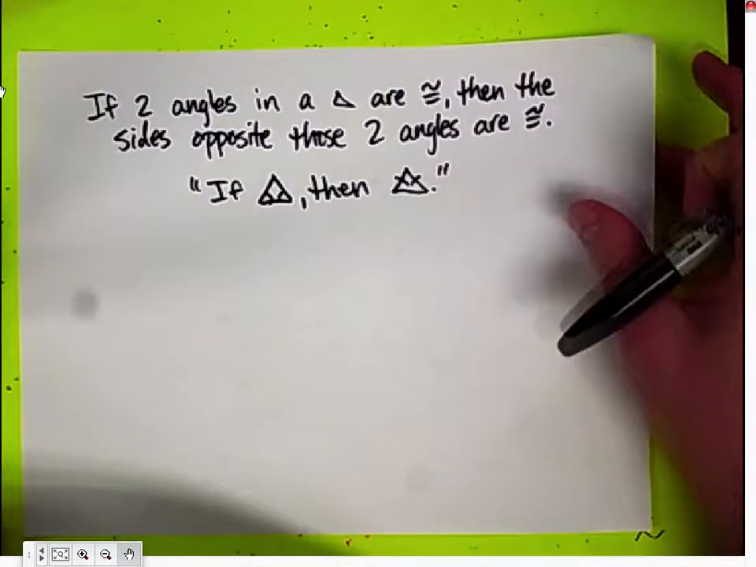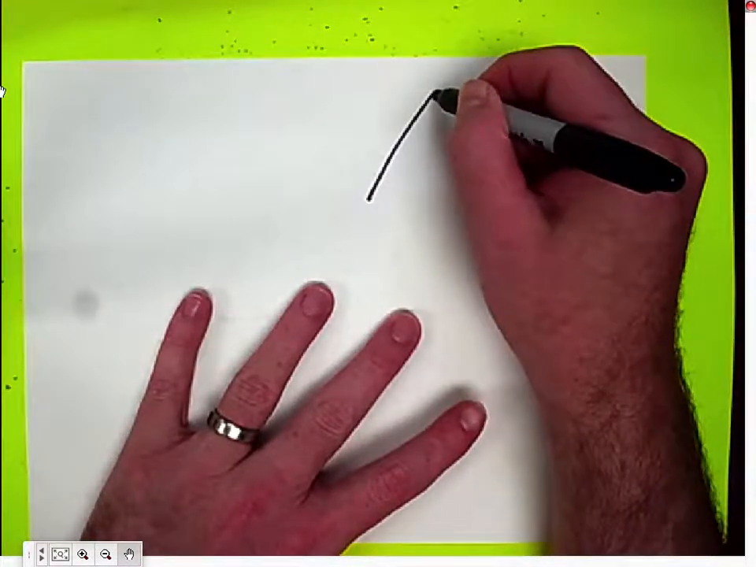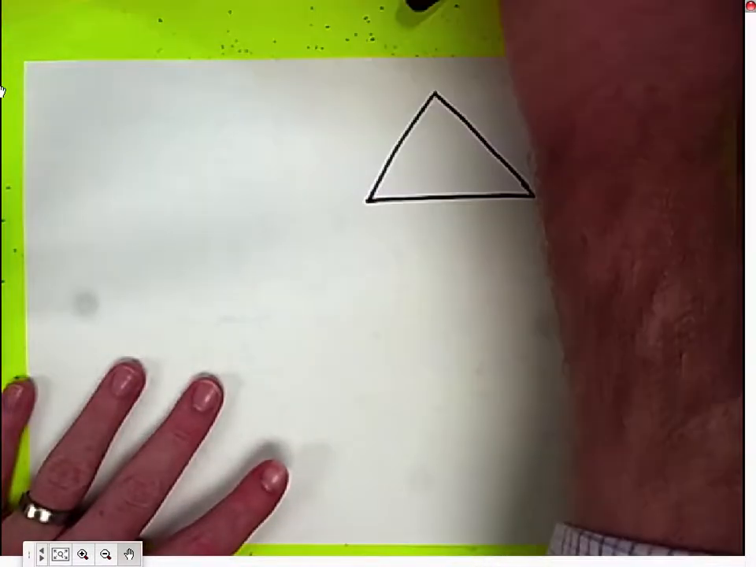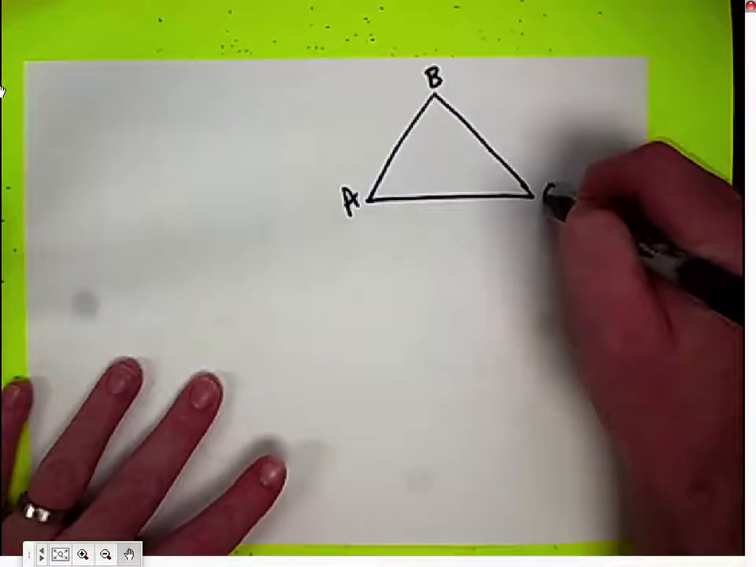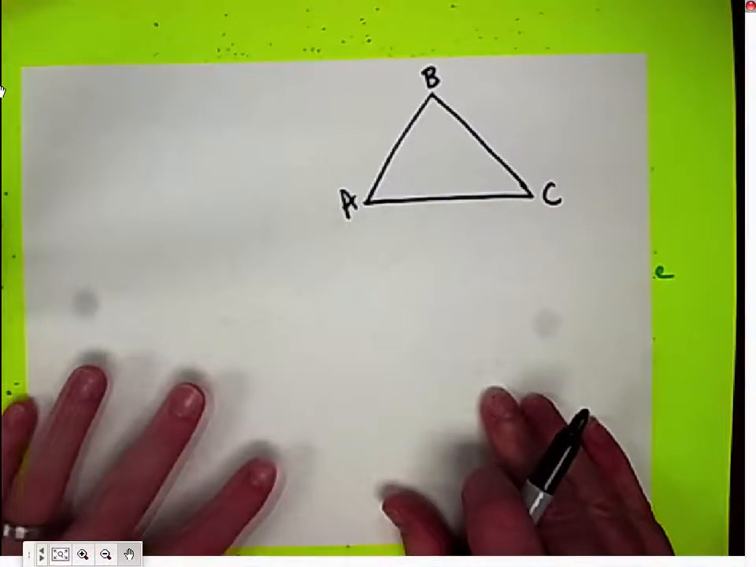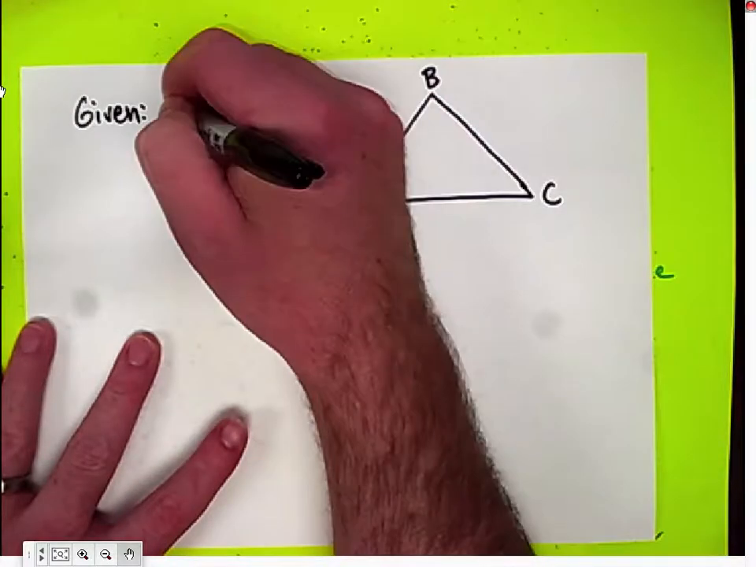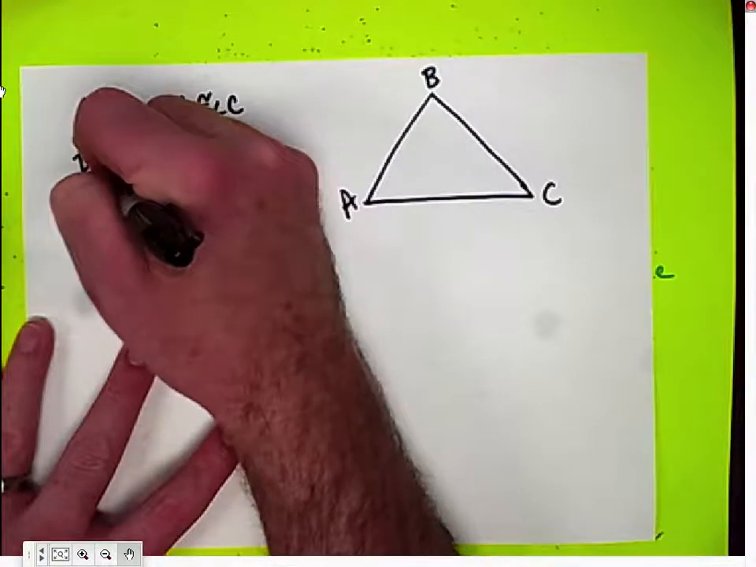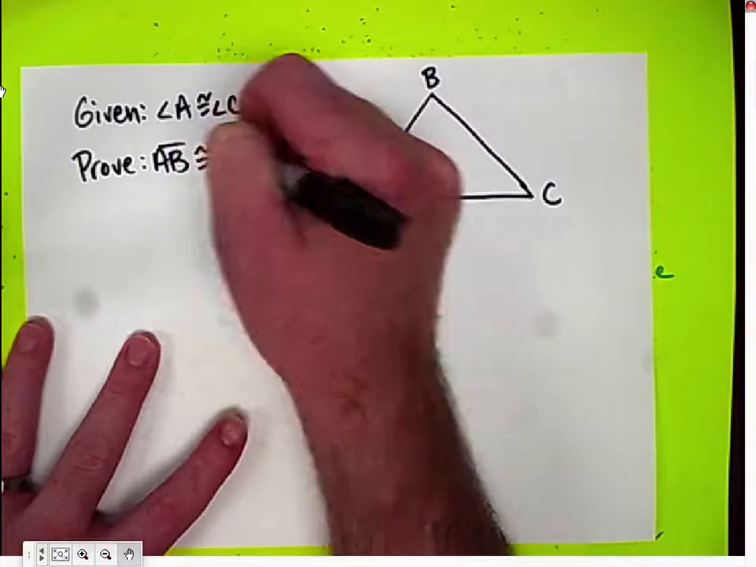Okay, so let's prove this theorem. What we've got is a triangle, and we're going to call it, really creative, ABC. And I'm going to give you that angle A is congruent to angle C, and I want you to prove that segment AB is congruent to segment BC.